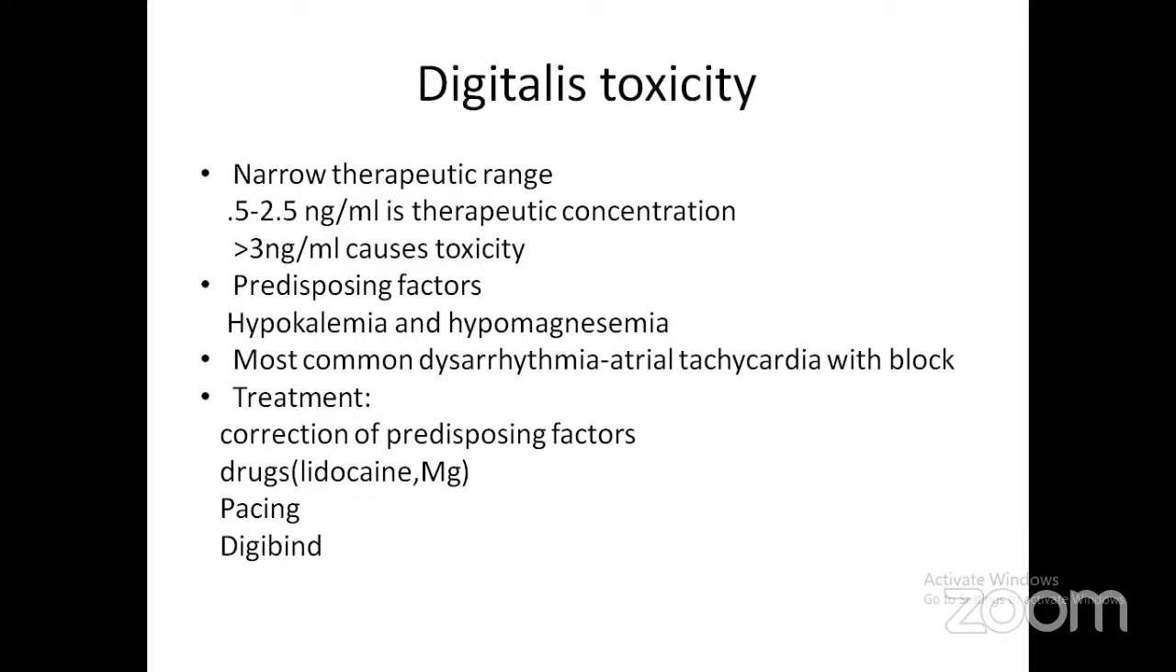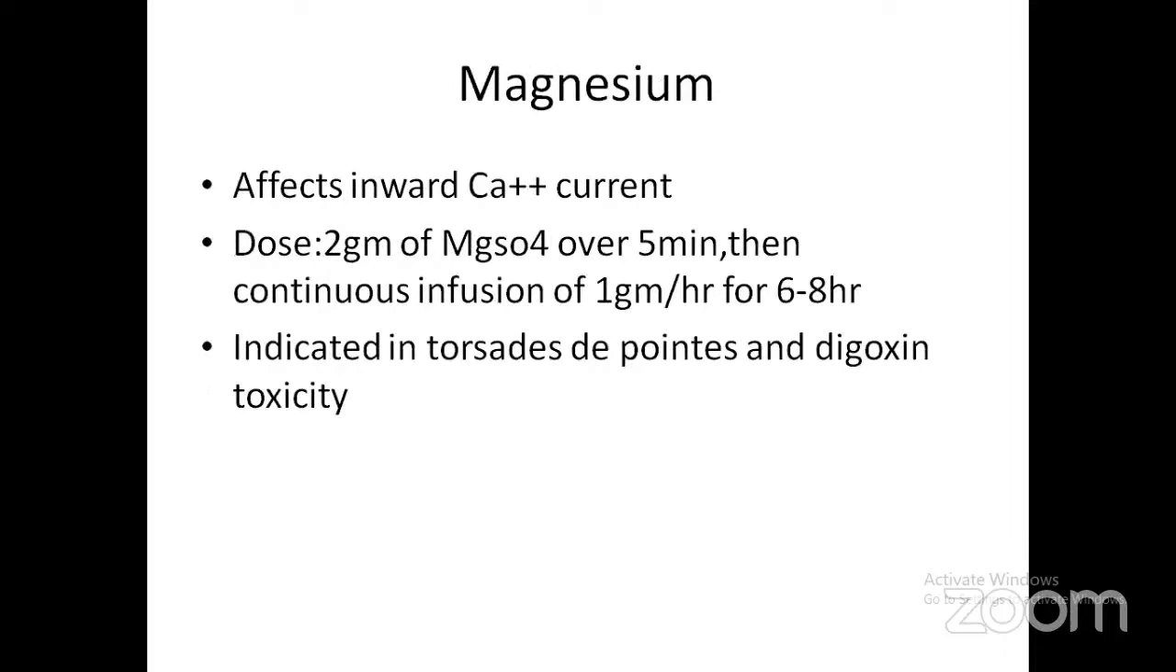Treatment for digitalis toxicity is correction of predisposing factors, lidocaine, magnesium, pacing, digibind. Magnesium affects inward calcium current. Dose is 2 grams of magnesium sulfate over 5 minutes, then continuous infusion of 1 gram per hour for 6 to 8 hours. It is indicated in torsades de pointes and digoxin toxicity.